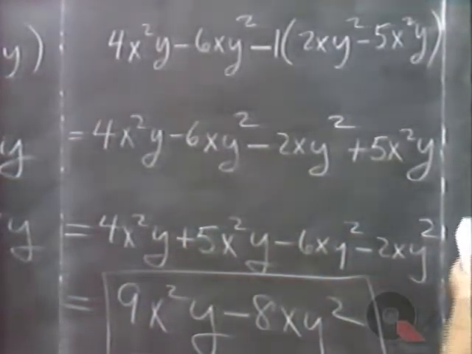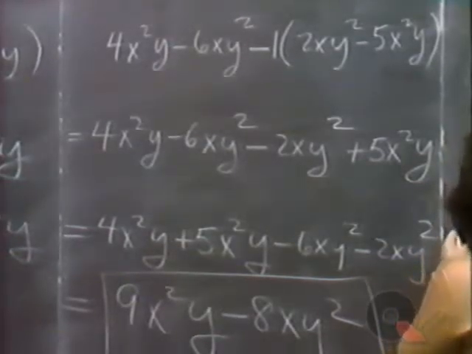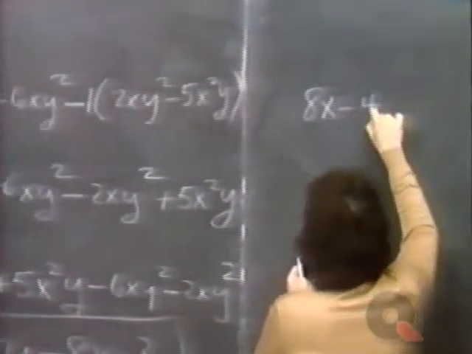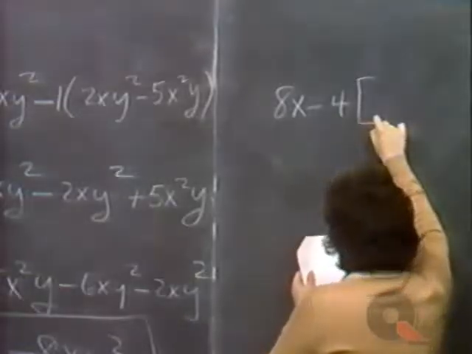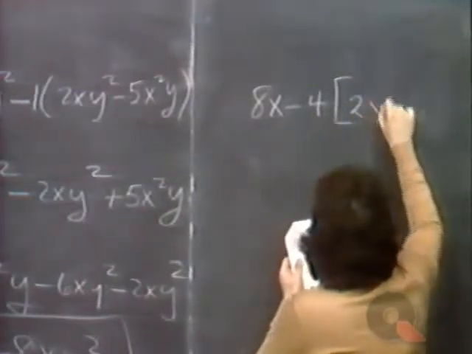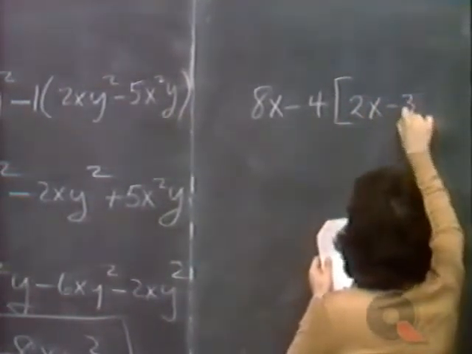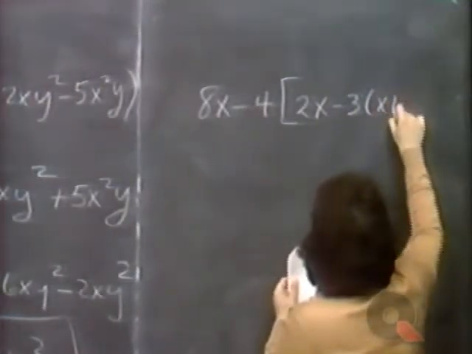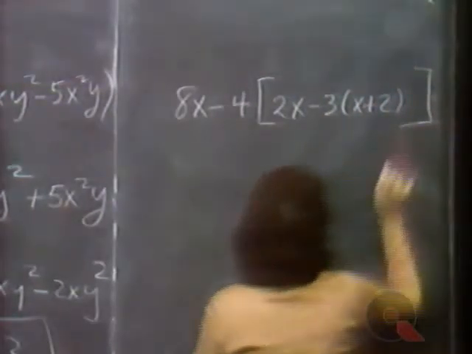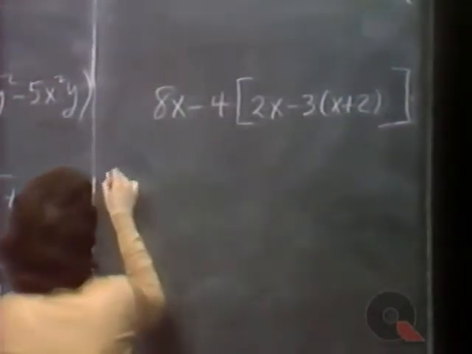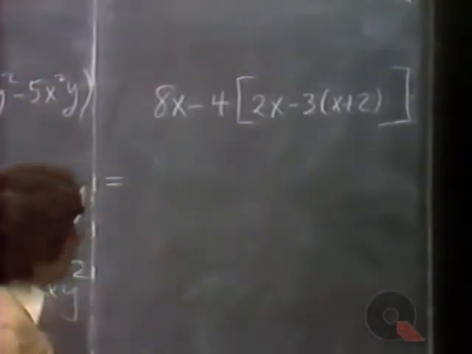Okay, let's try another example. 8x minus 4 times our bracket, 2x minus 3 in parentheses, x plus 2. We want to simplify this algebraic expression.